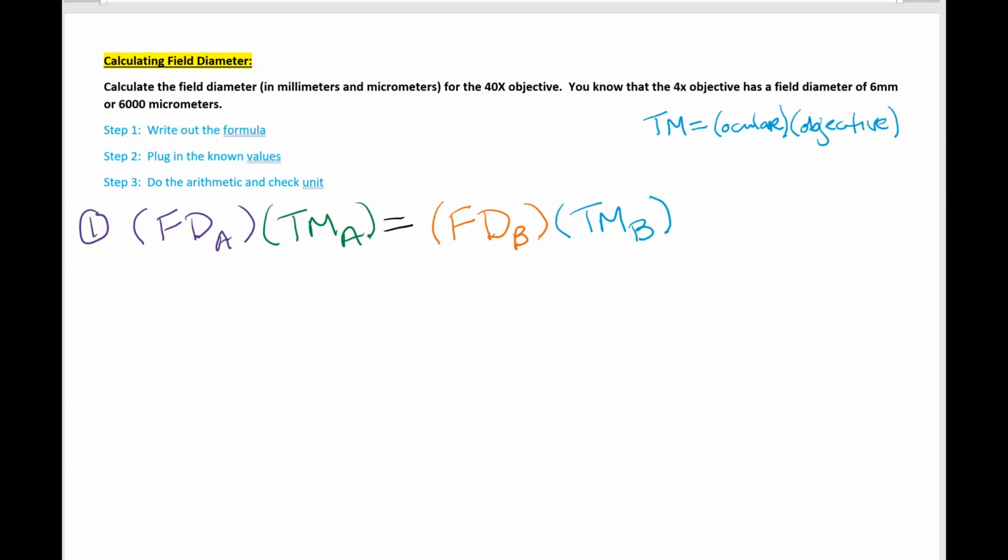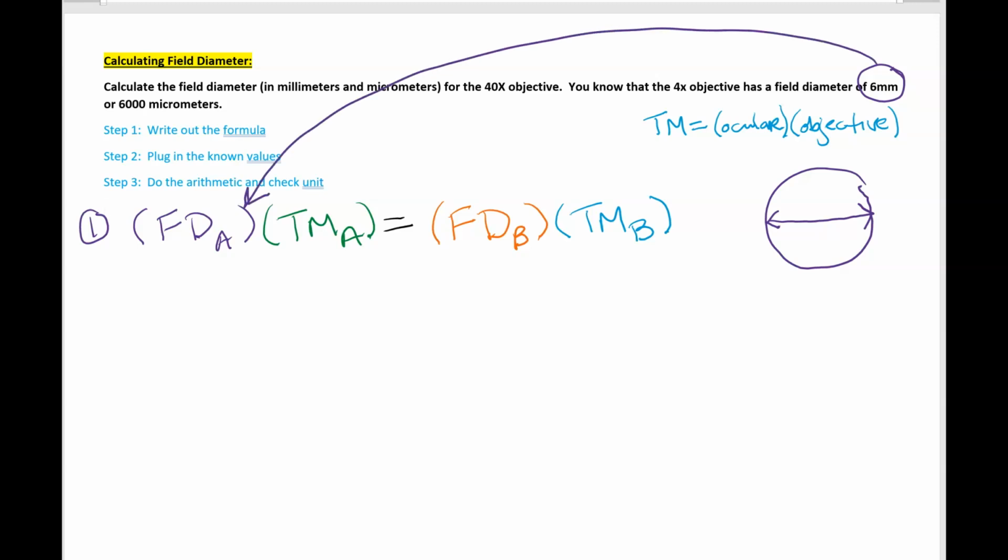So what I have is FD, which stands for field diameter. Field diameter, remember, is if you're looking through the ocular lens at the lighted field, the distance across the entire field, the diameter of that circle of light. So the field diameter for A, I've been told, is 6 millimeters or 6,000 micrometers. So we're going to work with millimeters. So that's where I get this value.